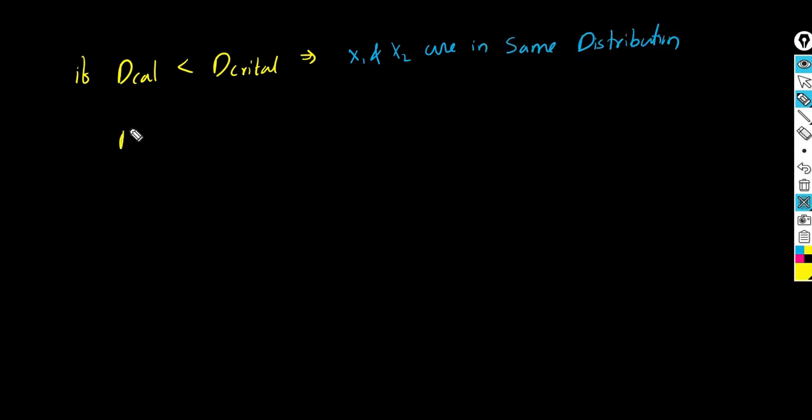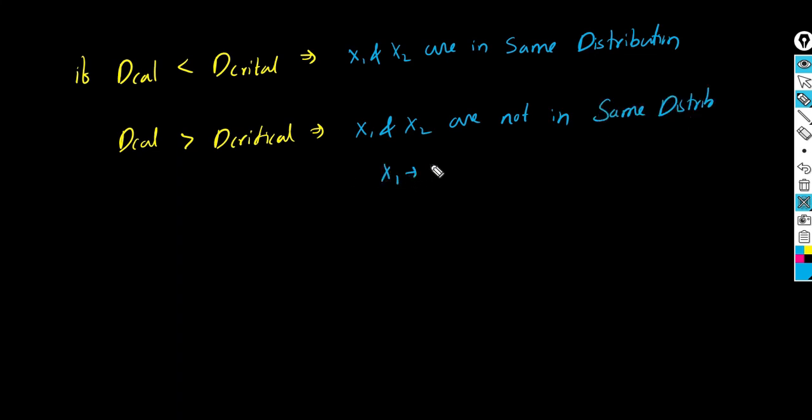Let us check what happens. If D calculated is less than D critical, then it tells us these two distributions are the same distribution, that is, X1 and X2 are in the same distribution. If D calculated is greater than D critical, then X1 and X2 are not in the same distribution. That means here we considered X1 as Gaussian, so X2 is not a Gaussian distribution. This is all about the KS test.